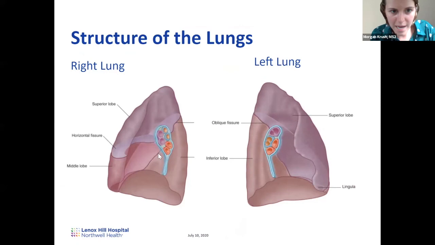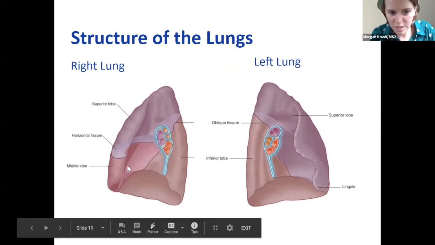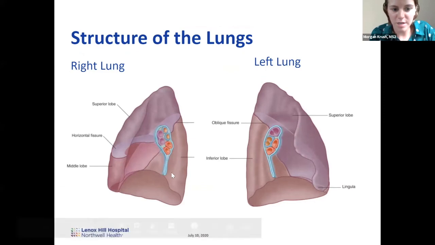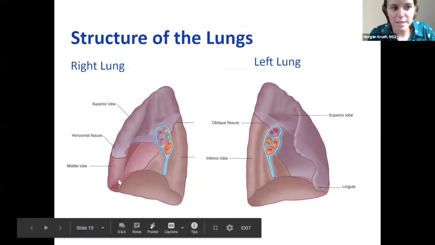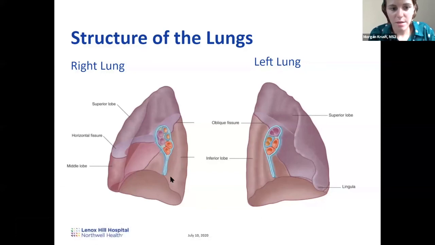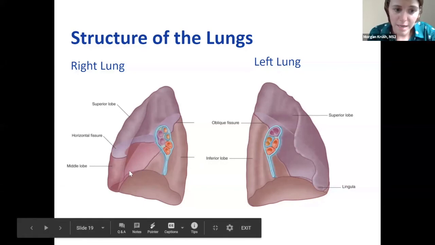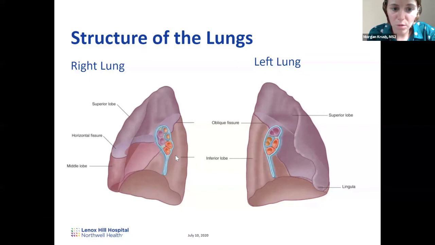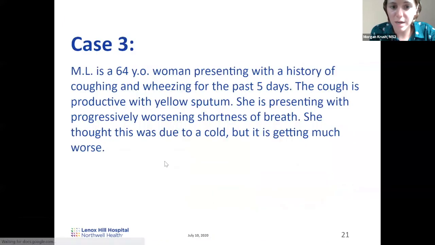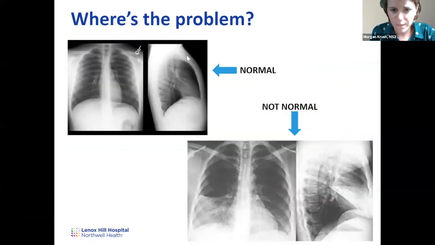I'm going to back up to right here. So we're seeing a cross section here, and there's a consolidation, which is the opaqueness. The tricky thing about x-rays is that they're a 2D image of a 3D structure. So you can't necessarily tell where the problem is just based off of the x-ray. If we look here, it could either be in the middle lobe or the inferior lobe. So that's why we are going to need another view from the x-ray of a lateral view. So we're going to add that in here.